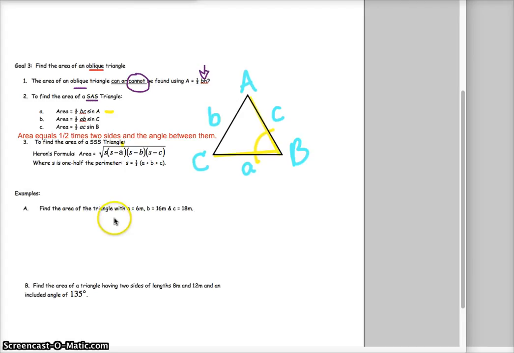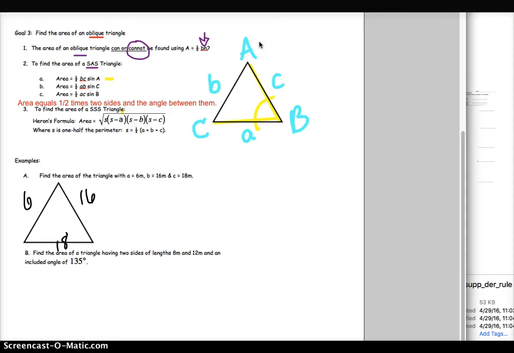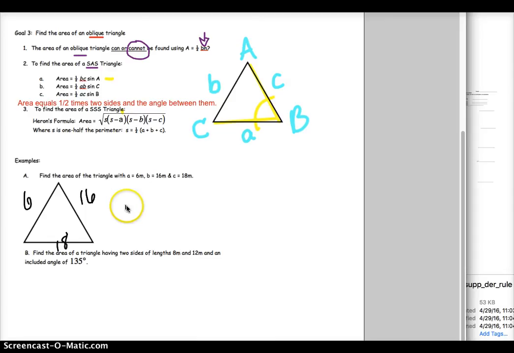A, find the area of the triangle with side A, side B, and side C. And I would like you to take a moment and draw a triangle and label the sides. All right, so we see that we just know the sides of the oblique triangle. Let's calculate S first, since we need that for Heron's formula. We know that S is half the perimeter, so that's 1/2 times 6 plus 16 plus 18, so half of 40, and S is 20.